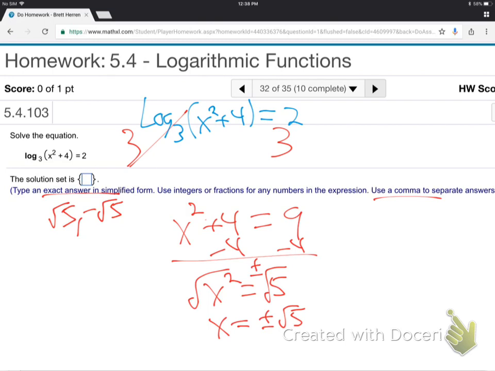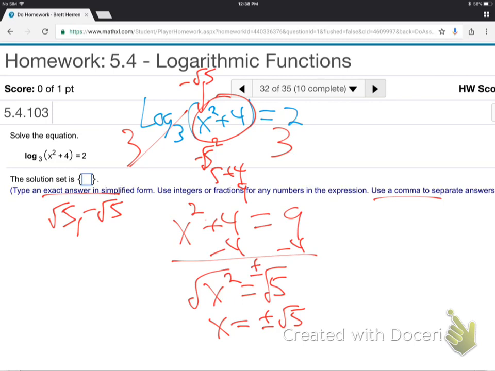You can't have negative inside the log. That doesn't mean you can't put anything in negative. The whole inside can't be negative. Here's the whole inside. If I plug in negative root 5 there, this will be negative root 5 squared, which will be positive 5, plus 4 will be positive 9. The inside will still be positive.